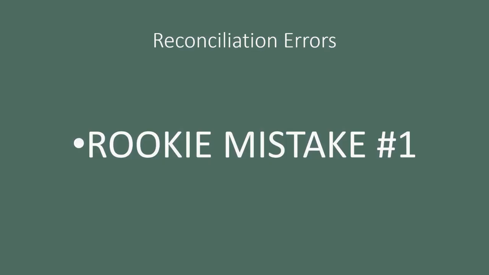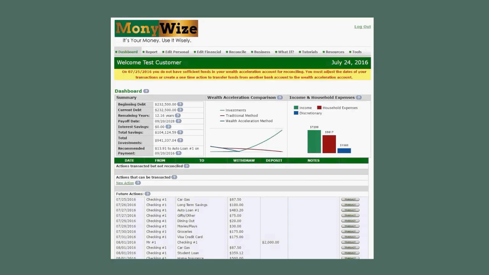So let's talk about some reconciliation errors, and let's talk about rookie mistake number one. This is something that I see on a frequent basis. Here we have Mr. and Mrs. Test Customer. We've created their transactions. They have a very healthy dashboard. We can see the debt that they have outstanding, which is their consumer debt plus their mortgage. And although the mortgage was going to run for 30 years, we can see that we're going to be able to have them pay that off much swifter, in just over 12 years. So we're very excited that they're going to be able to use the product.